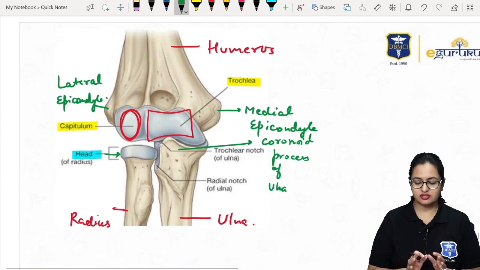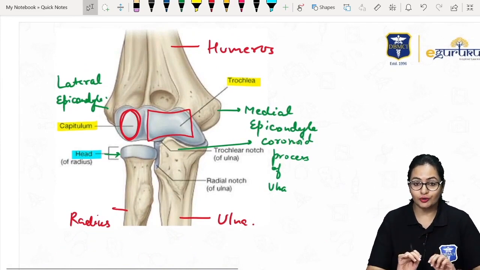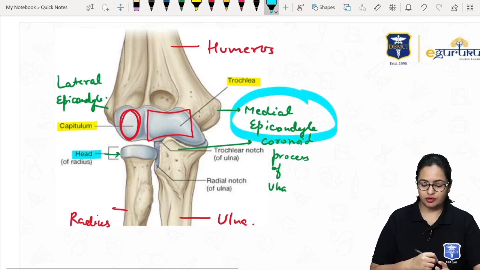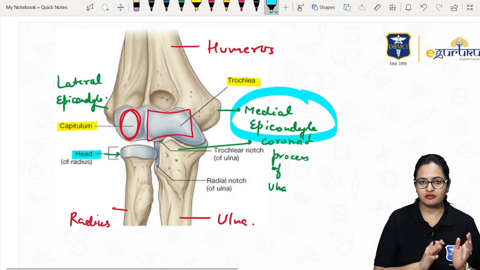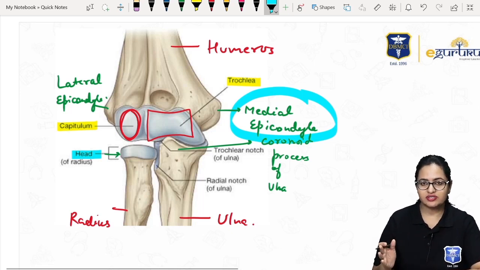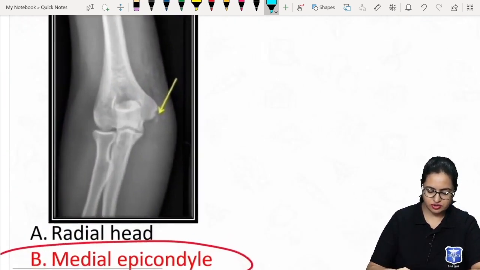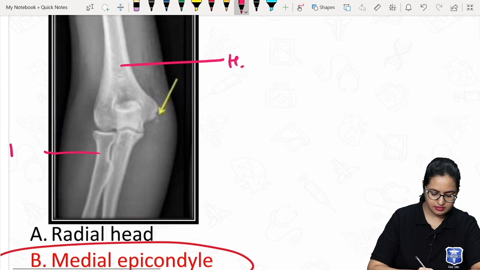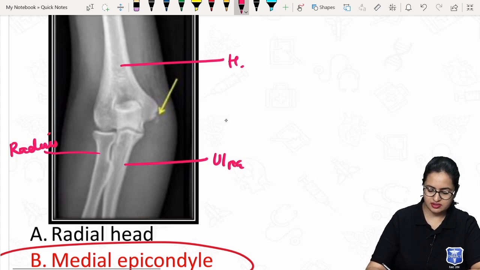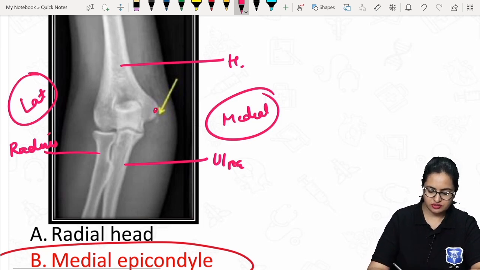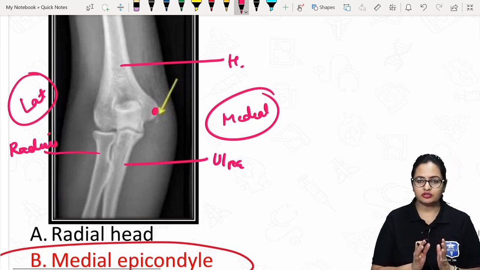So these are the various normal anatomical features present at the level of the elbow joint, and the one asked in the question is this medial epicondyle. You can identify it by first identifying the radius and the ulna, and you will come to know which is the medial and which is the lateral side. Towards the side of the ulna, this projection is present. So coming back to this picture, this is the humerus, this is the radius, this is the ulna. So I know this is the medial side and this is the lateral side, and this projection pointed over here is the medial epicondyle.